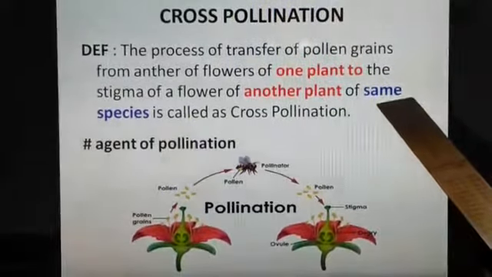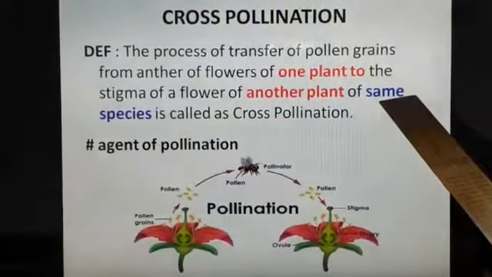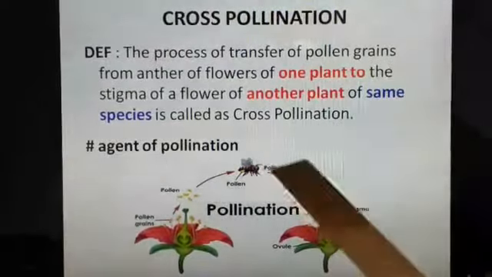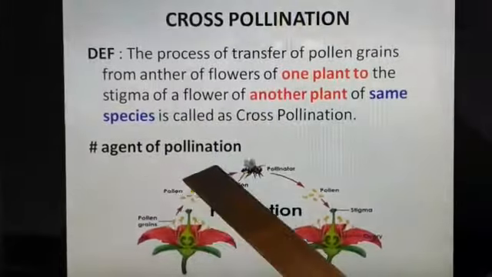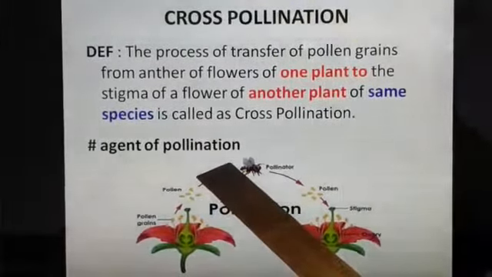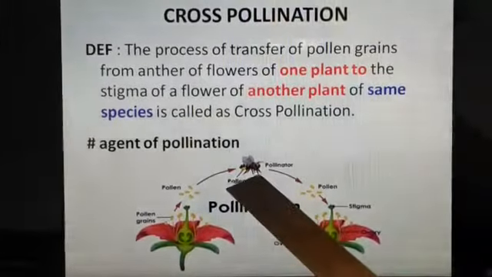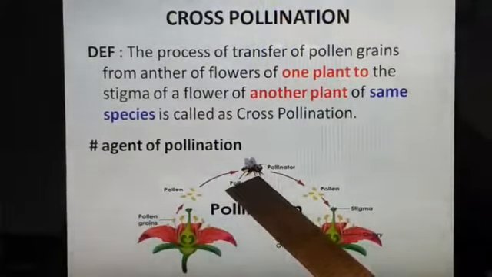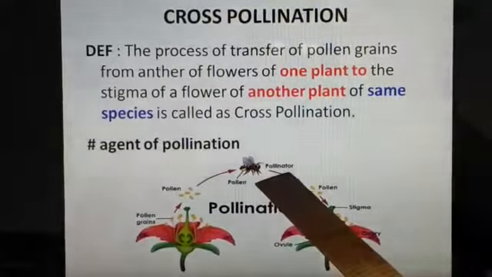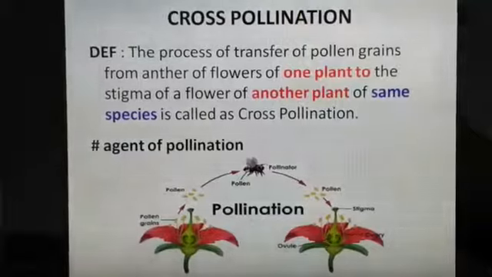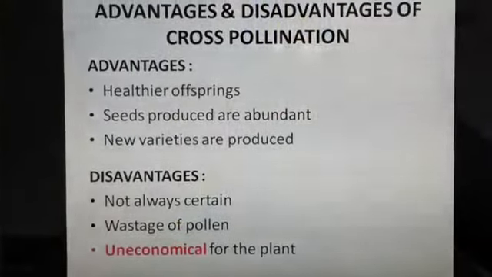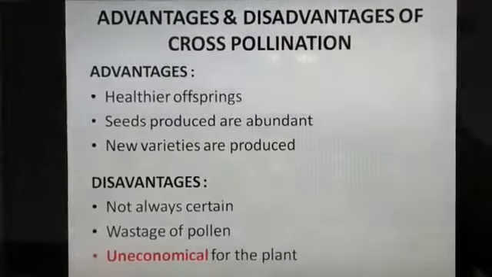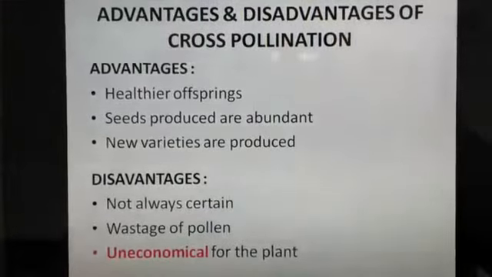Now, since in this the transfer of pollen grains takes place from one plant to another, agents of pollination are required. Here in this figure, the honey bee is the agent of pollination. The agents of pollination are called pollinators. Even this process has got some advantages and disadvantages.